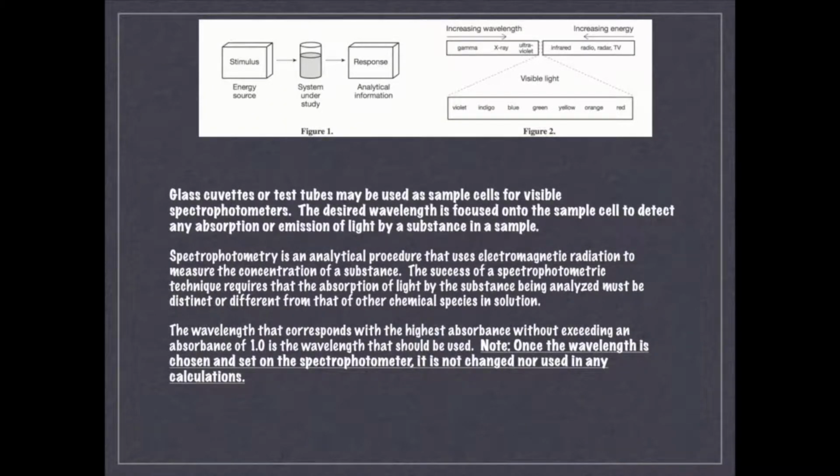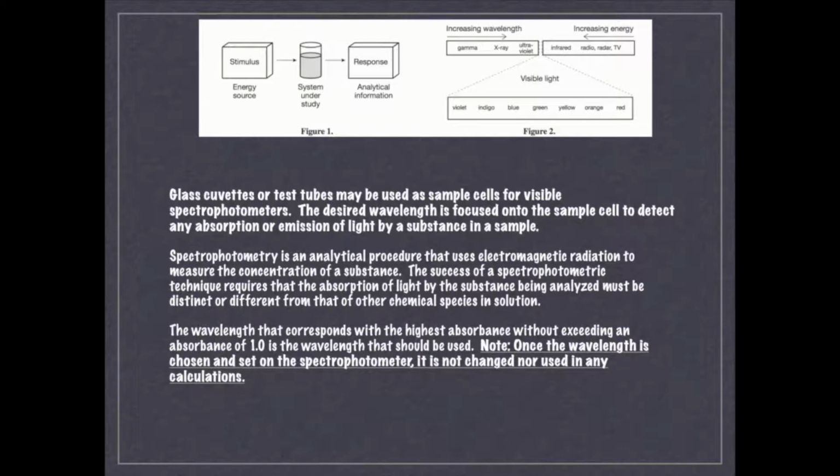So what's going to happen is the spectrophotometer emits energy, and it passes it through whatever solution you are studying, and it is going to be able to measure the absorption, okay? What we're going to use are glass cuvettes, and they're going to be used as sample cells for visible spectrophotometers. The desired wavelength is focused onto the sample to detect any absorption or emission of light. So we're going to be studying absorption of light, just as I explained using that diagram above.